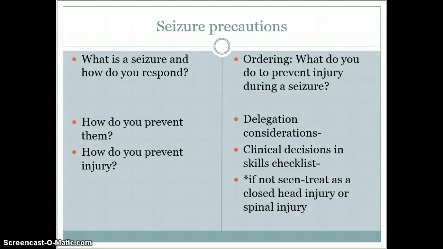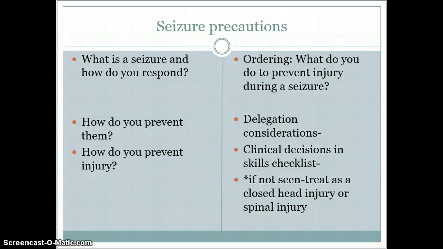We never want to put anything in the mouth. It used to be that they said put a tongue blade in the mouth so they don't bite their tongue, but we found that actually they have more oral mouth damage when we do that. So we just turn them to their side so they don't aspirate. Prevention of this is by giving them their anti-seizure medications on time. Anticipate a seizure and be prepared for it.